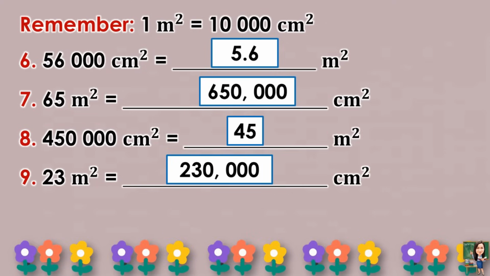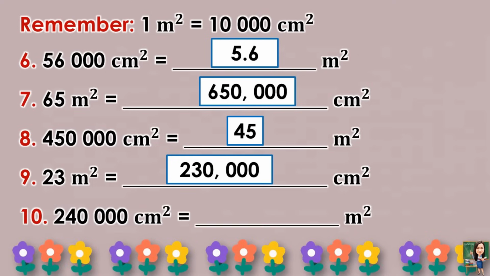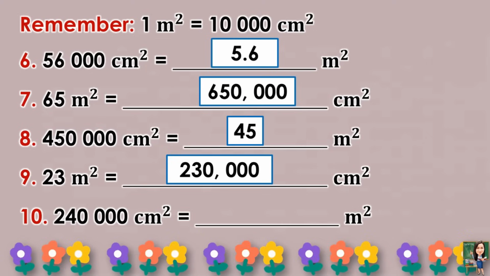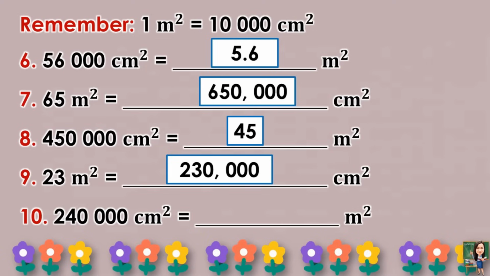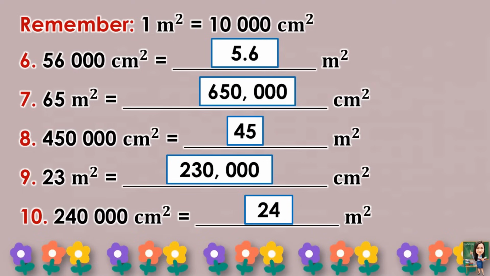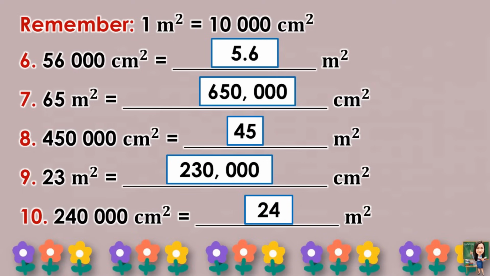Because we multiply 23 to 10,000. And number 10, 240,000 square centimeters is equivalent to how many square meters? Very good. The answer is 24 square meters. Why? We divide 240,000 to 10,000. Did you get it, kids?